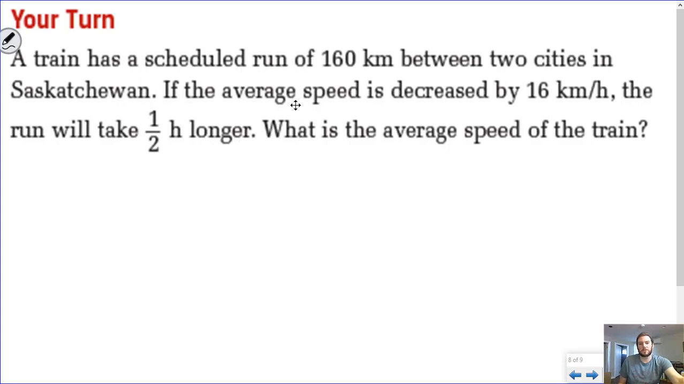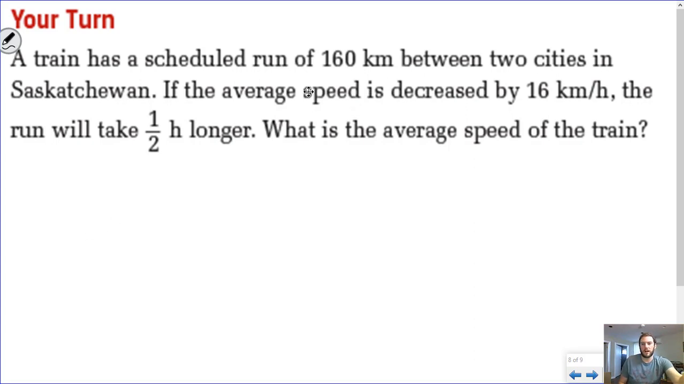So a train is scheduled to run 160 kilometers between two cities in Saskatchewan. If the average speed is decreased by 16 kilometers per hour, the run will take a half hour longer. What is the average speed of the train? So again, we're taking a look at the route to go from city one to city two, right? So we have two cities in Saskatchewan that this train is traveling between, right?